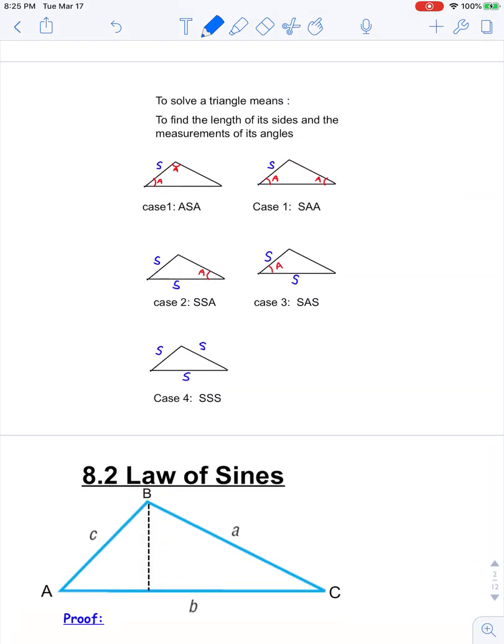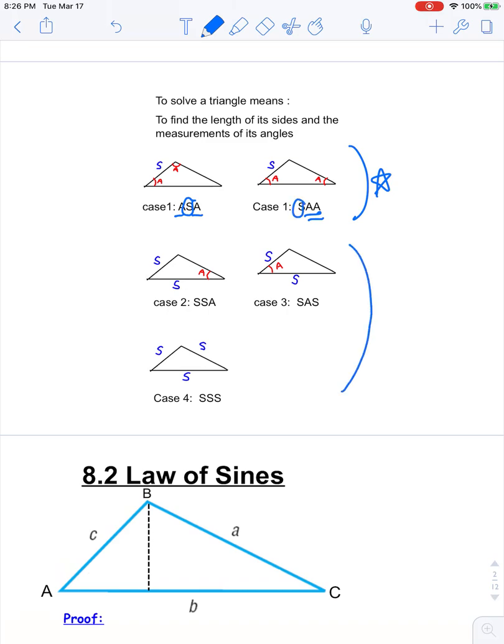Going back to what it means to solve a triangle, it means to find the lengths of all the sides and the measurements of all of the angles. As we look at this, there are going to be 3-4 different cases that we look at. Today, we're mostly going to be looking at case 1, which is where we have two angles and one side. The side can either be between the angles or it can be outside of the angles.